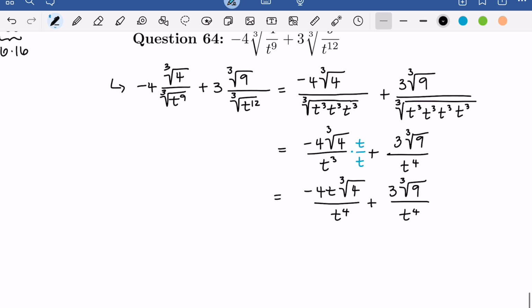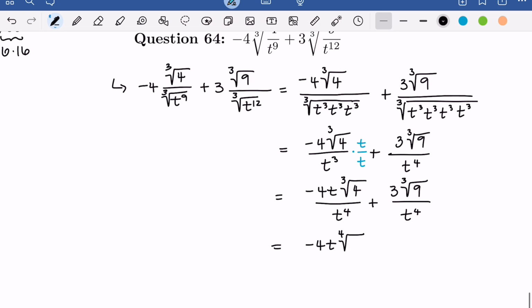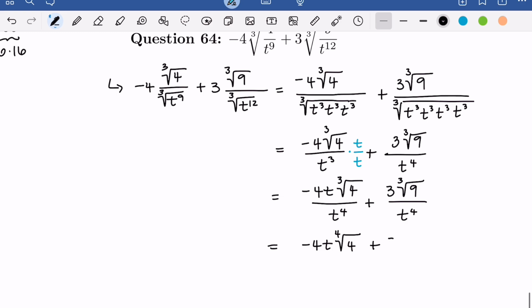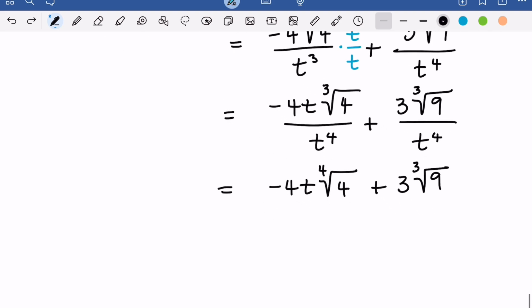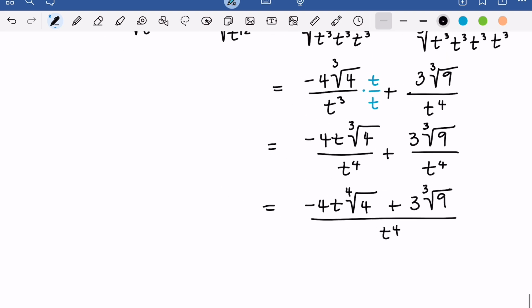Now we can add these guys. We're going to end up with minus 4t times the third root of 4 plus 3 times the third root of 9 all over our common denominator of t raised to the 4th power. Now we can't simplify this any further. We do have, actually this should be the third root here.